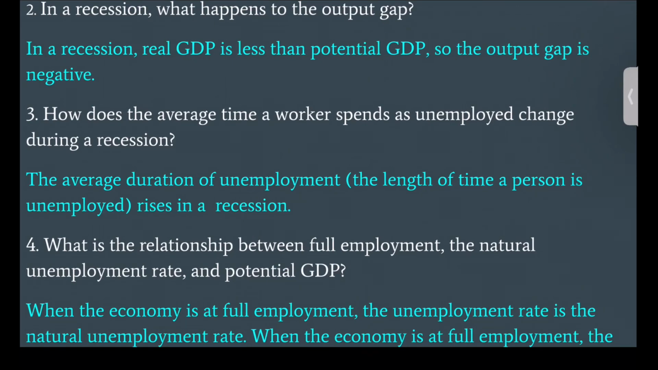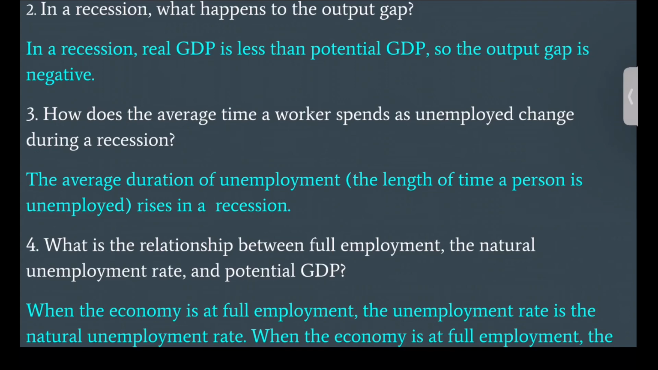In a recession, what happens to the output gap? In a recession, real GDP is less than potential GDP, so the output gap is negative. How does the average time a worker spends as unemployed change during a recession? The average duration of unemployment, that is, the length of time a person is unemployed, rises in a recession.